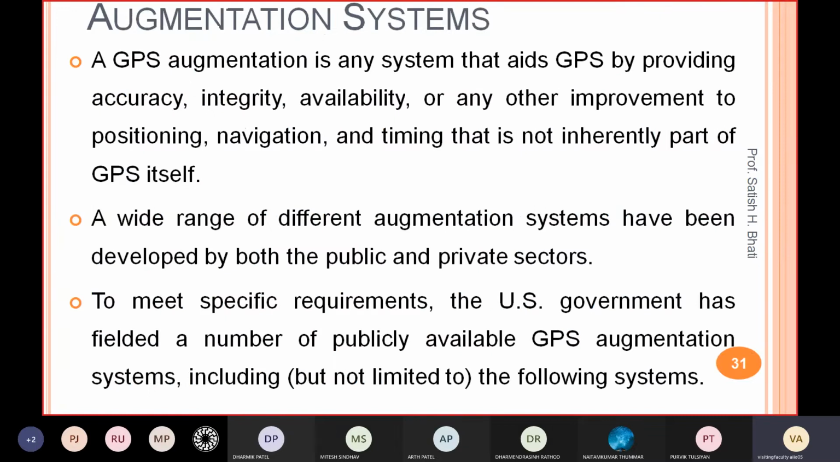Then we have seen the augmented system. An augmented system is nothing but an addition to the GPS. Some more functionality and some more features will be added to the GPS. That is because you want to use the GPS for some particular application. So according to your requirement, you will add some additional system to GPS, and that is known as the augmented system.